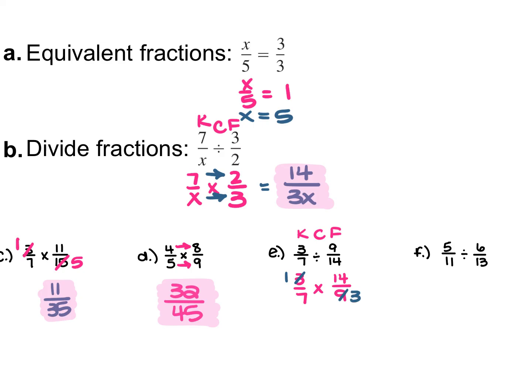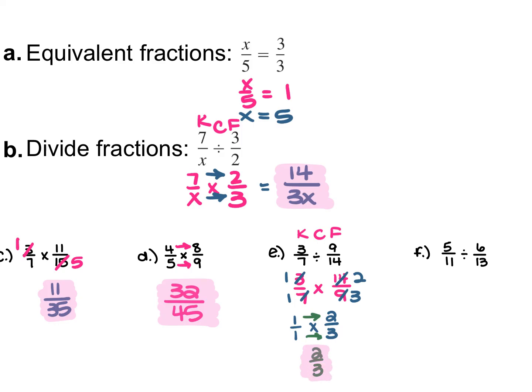Is there also a common factor that both 7 and 14 share? Yes, 7. So 7 goes into 7 once, 7 goes into 14 twice. So that turns into 1 over 1 times 2 over 3. So if we multiply this straight across now, that gives us 2/3. And then again, because you simplified before you multiplied, you do not have to simplify at this point.